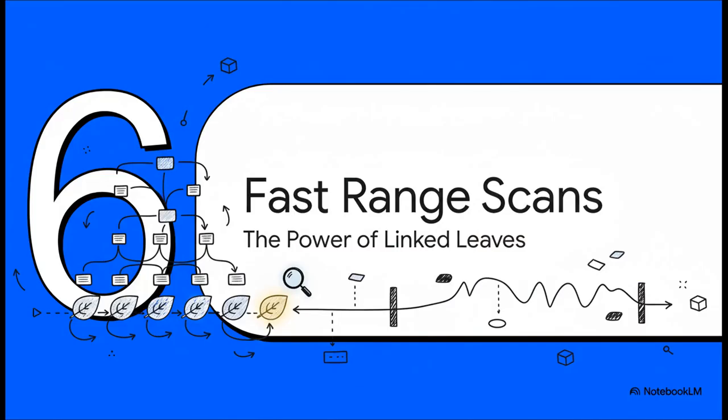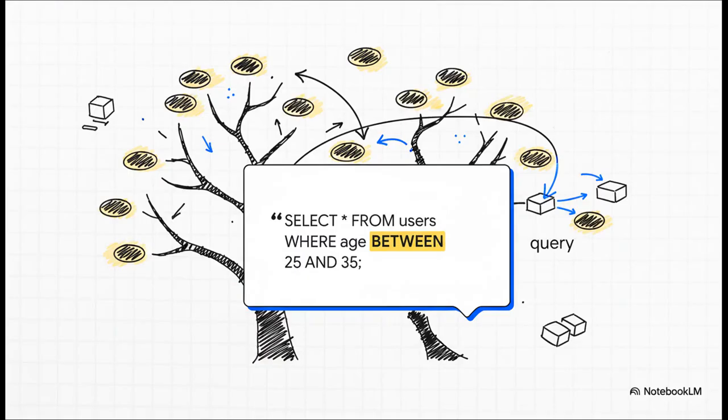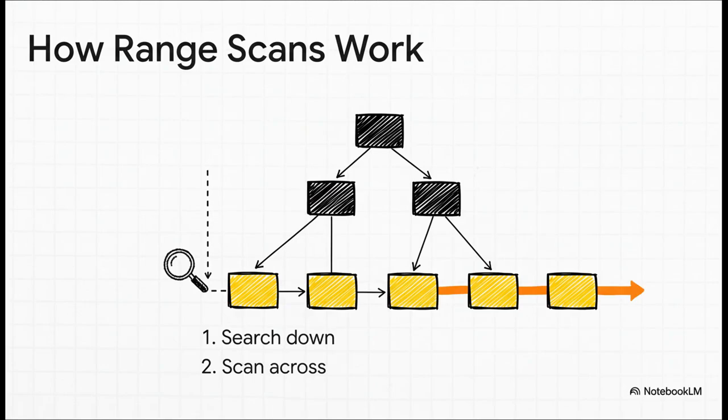So why is having a linked list at the bottom so important? What's the big deal? Well, it makes one of the most common things you do with a database, scanning for a range of values, insanely fast. I mean, think about a super common SQL query like this one. You're not looking for a single person, you're looking for everyone between a certain age. Without the right data structure, a query like this could be really painful and slow, but with a B+ tree, it's incredibly efficient.